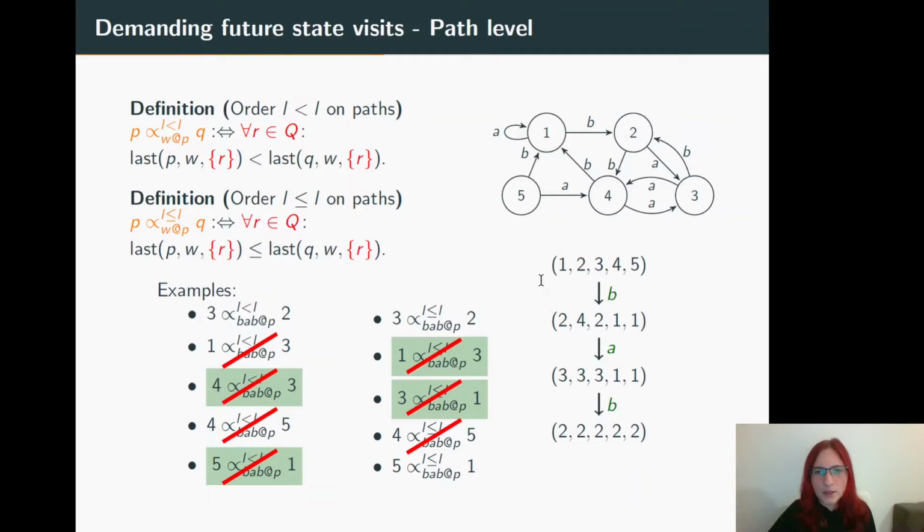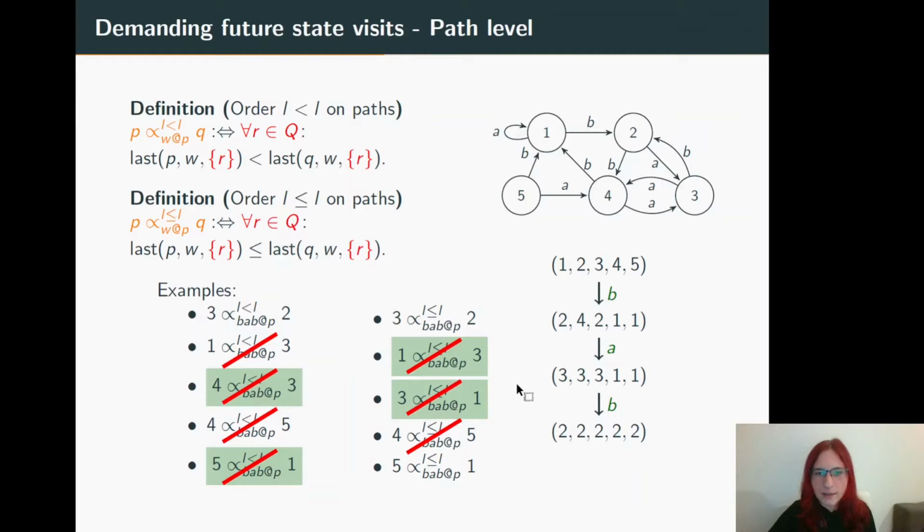Since we are now considering single paths, we need to have the image of every state, so we can no longer consider sets, but we now need to consider single paths. And again, we have that the state 3 is related to the state 2 in both variants. Then a difference to the version before is that before, in the less or equal case, we had that both 1 is related to 3 and 3 is related to 1.